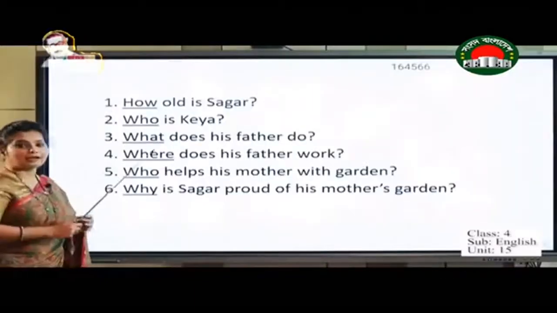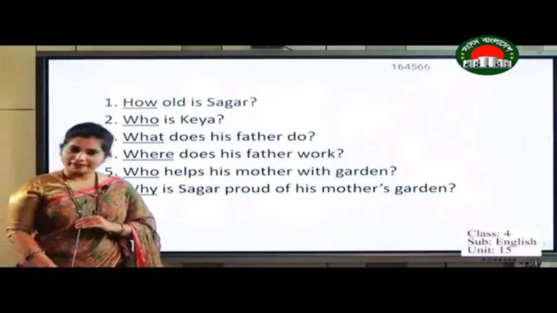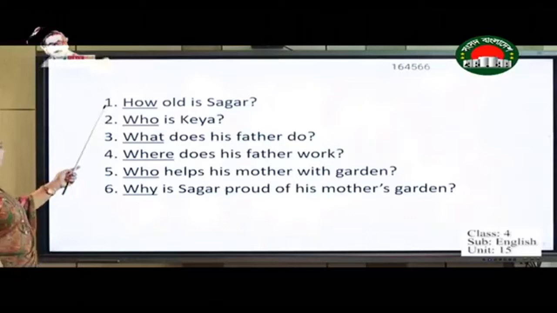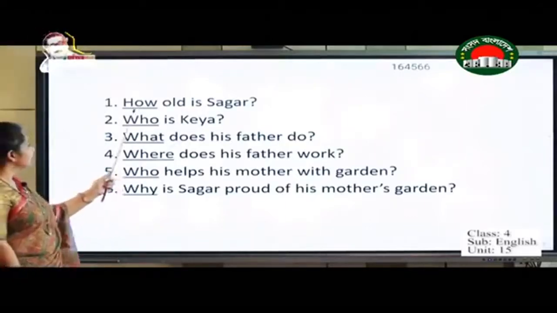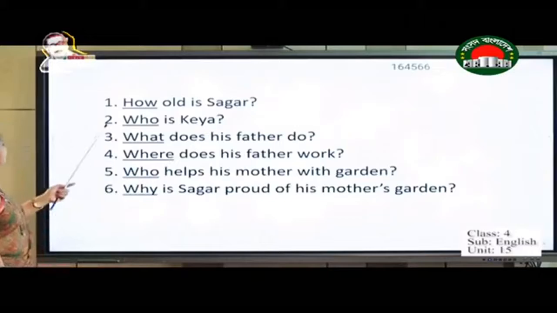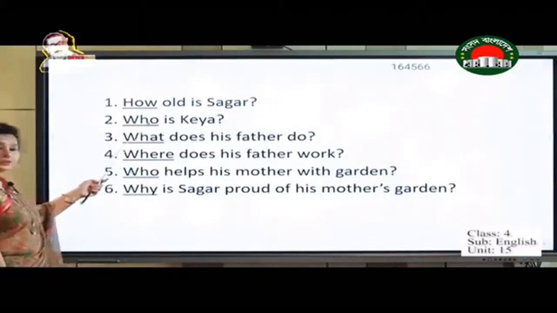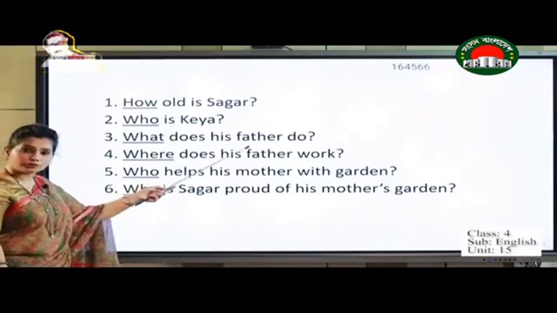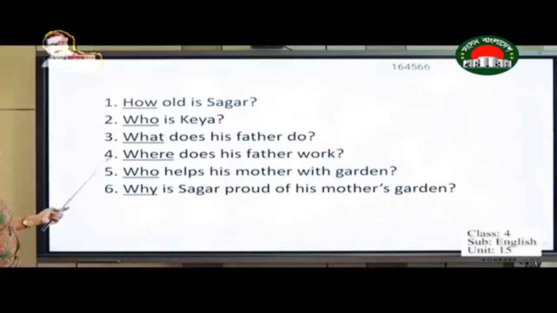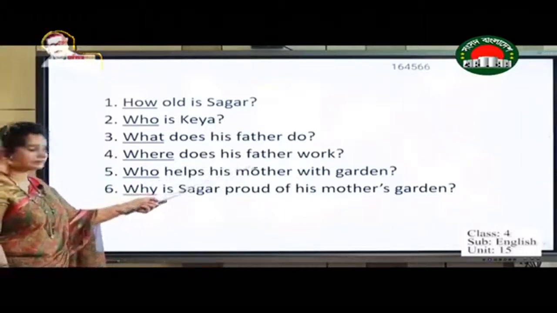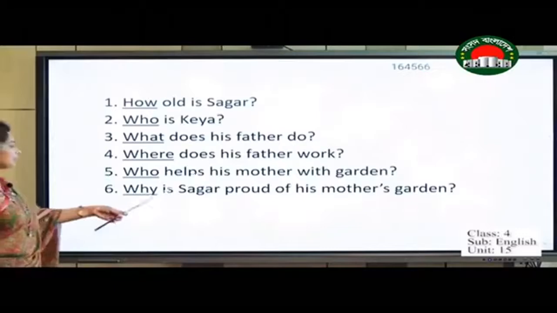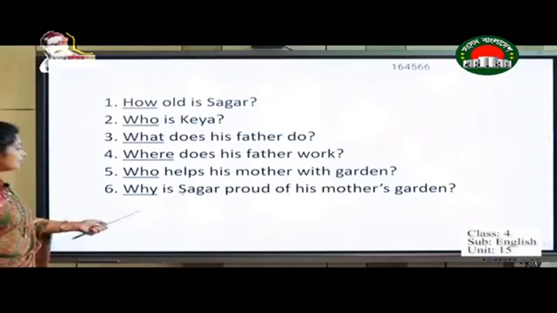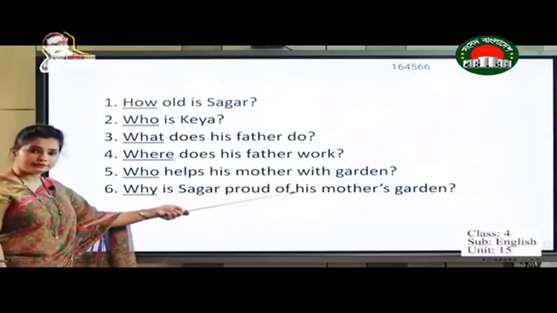এবার আমি বলবো আমার সাথে তোমাদের আনসারগুলো ম্যাচ করবে। Match your sentences with my ones. Okay, first one, how old is Sagar? Second one, who is Kea? Third one, what does his father do? Fourth one, where does his father work? Fifth one, who helps his mother with the garden? Sixth, why is Sagar proud of his mother's garden?